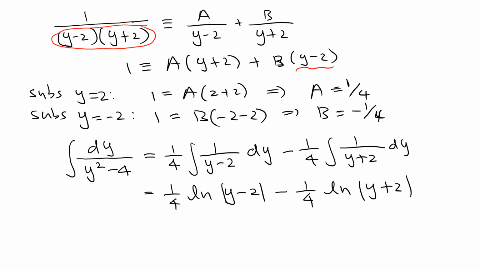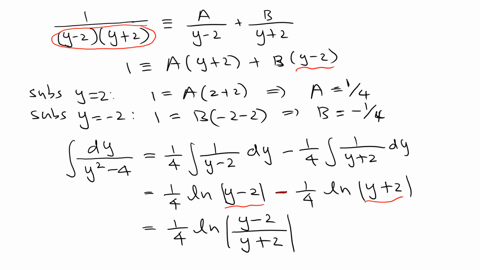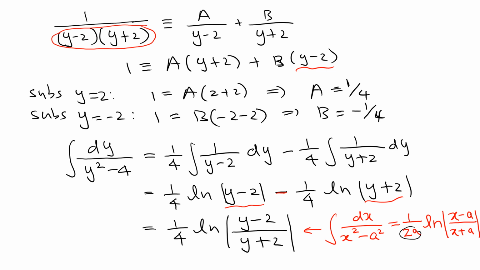Okay, now you can actually combine them. It's a minus sign, which means you're going to divide these two. So you can write it like this: 1/4 ln of the first one divided by the second one, and don't forget the absolute value sign. That's what you get. You can also get this from the formula we just discussed. Remember the formula? You can get the same result from this formula also, so you are okay to use that. In this case a equals 2, so you get 2a, which is 1/4, and y minus 2 over y plus 2, exactly what we have here.